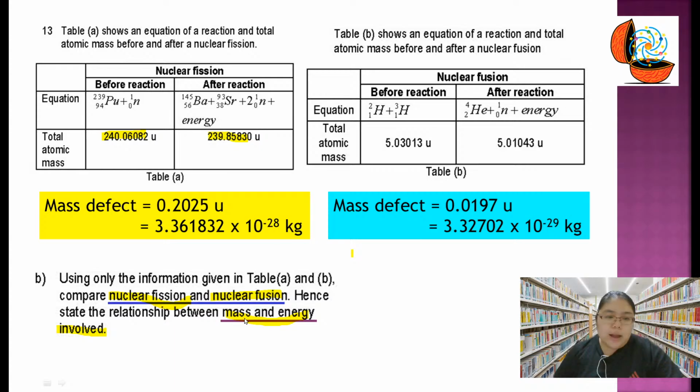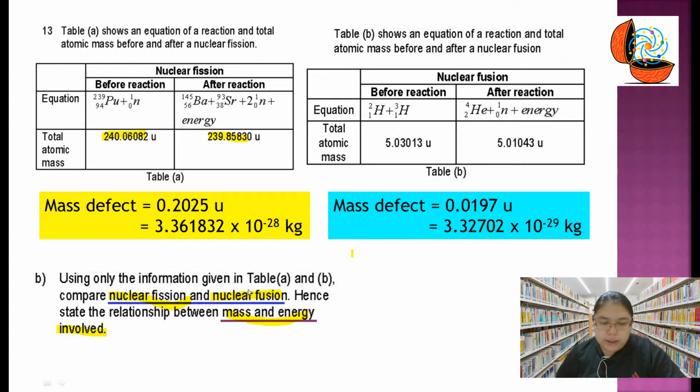Okay, now we can do the comparison. The first one, comparison for the mass defect. Nuclear fission will lose more, will reduce more, is it negative 28? So that means the mass defect for nuclear fission is higher than nuclear fusion. The second one, energy. The amount of energy from nuclear fission is more than nuclear fusion.